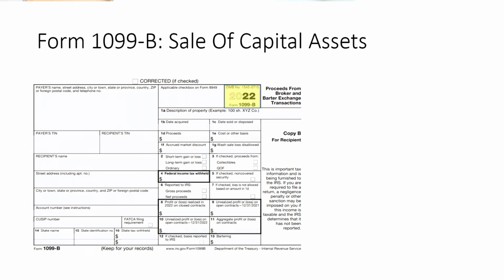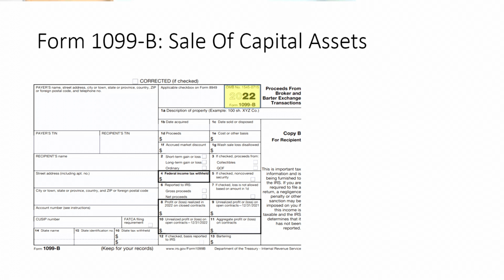Box 2 is going to correspond to if the sale was short-term or long-term. If I bought Apple stock and sold it within 1 year, that's short-term. If I bought Apple stock and sold it after more than a year, that's long-term. I'm going to be paying a lower capital gains rate on that sale or gain. Box 3 corresponds to sales related to collectibles or qualified opportunity funds, but we don't have to worry about that because most people are not going to be invested in one of these two asset classes.